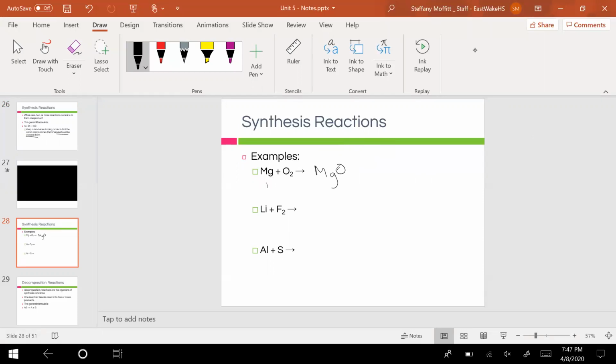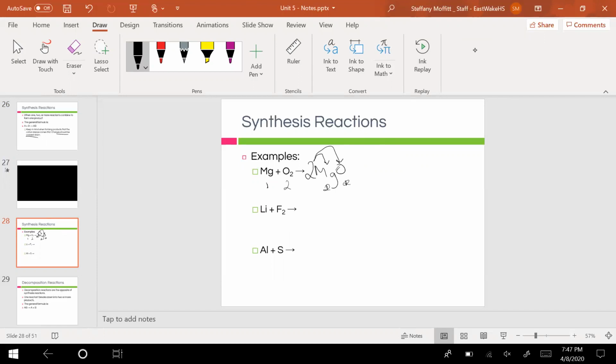I have one magnesium on the left and one on the right, so magnesium is good. But on the left side, I have 2 oxygens, and I only have 1 oxygen on the right. So in order to balance this equation, I'm going to put a 2 in front of that MgO, which is going to distribute into that entire product, giving me 2 magnesiums and 2 oxygens.